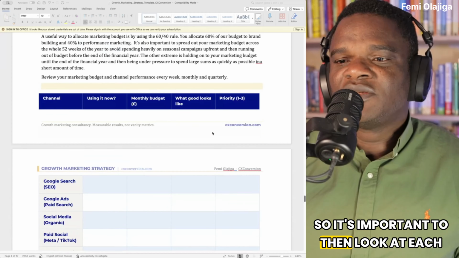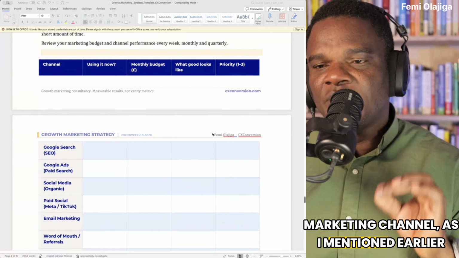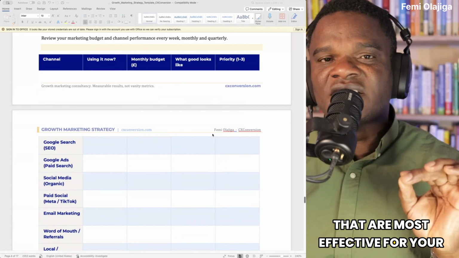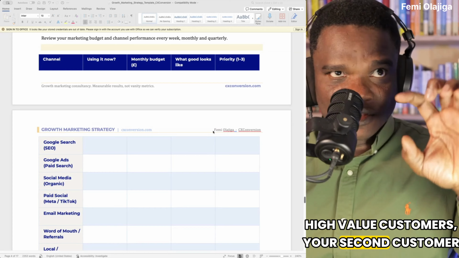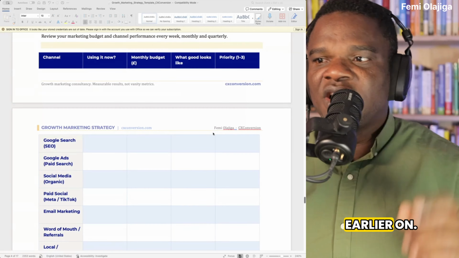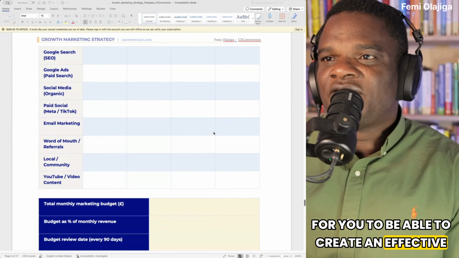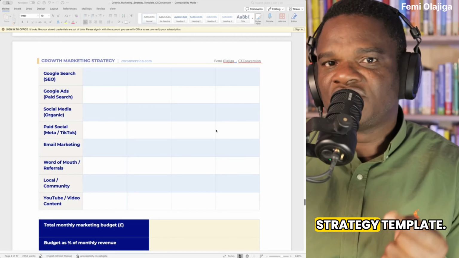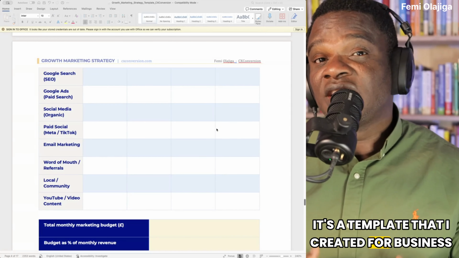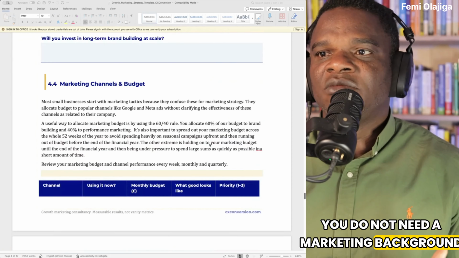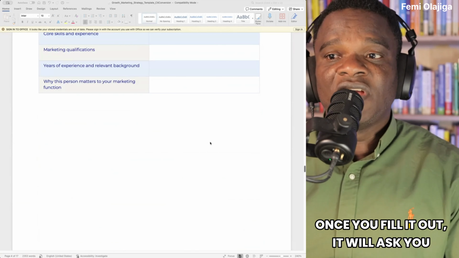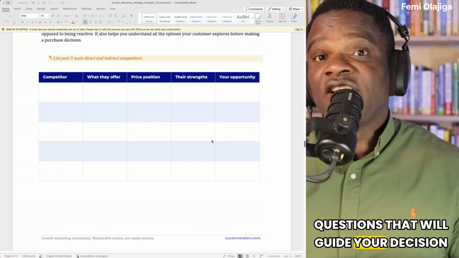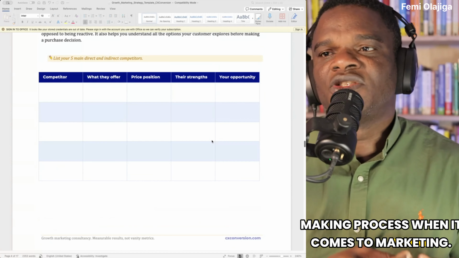So it's important to then look at each marketing channel, as I mentioned earlier on, and then understand the ones that are most effective for your high value customers, your second customer persona, and then the third that I mentioned earlier on. For you to be able to create an effective marketing strategy, I would encourage you to download a copy of this growth marketing strategy template. It's a template that I created for business owners. You do not need a marketing background to be able to fill out this template. Once you fill it out, it will ask you questions that will make you think, questions that will guide your decision-making process when it comes to marketing.